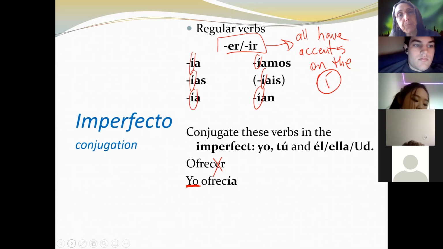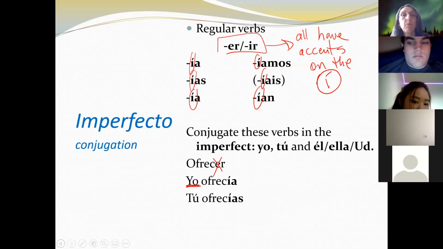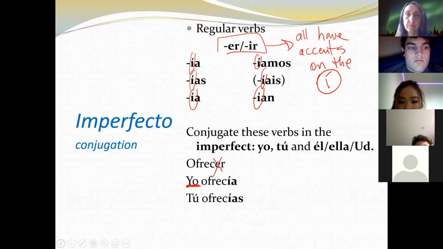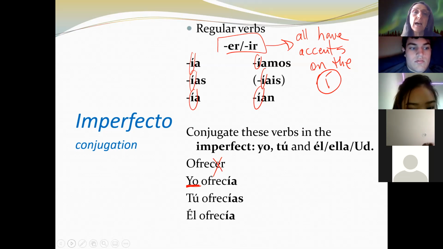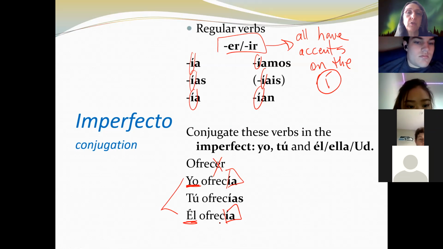Tú ofrecías. Good job. Excelente. Tú ofrecías. Olivia, what's the él form? The él form. Él ofrecía. Yes. Él ofrecía. I love that you said él. We have to because they are the same endings here, so we don't confuse them if you put the yo and the él.